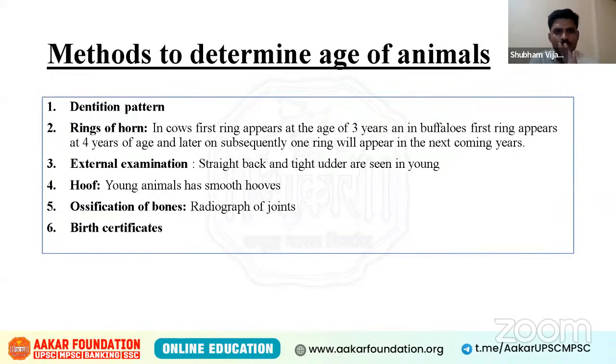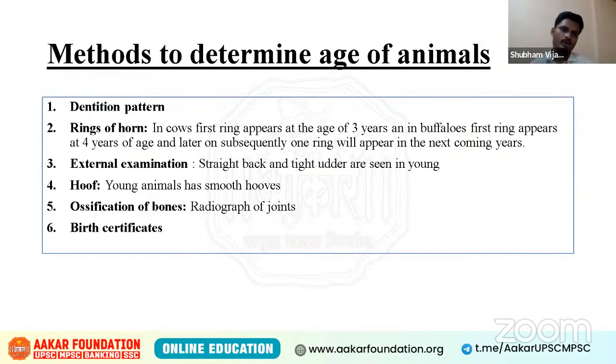While learning about livestock sale, we have learned that dentition is the important pattern to determine the age of animals. But along with the dentition, how many different patterns are there, we'll cover here. First one is the dentition pattern. We all know every animal has a fixed dental pattern and fixed dental number.